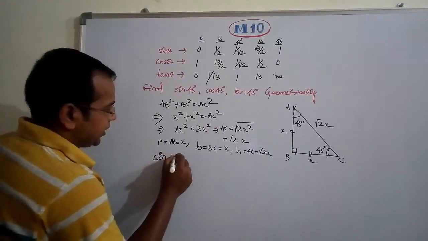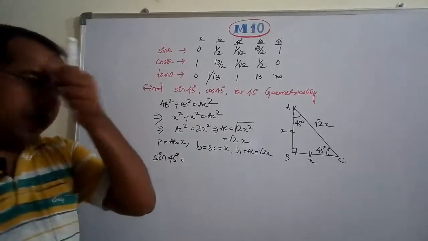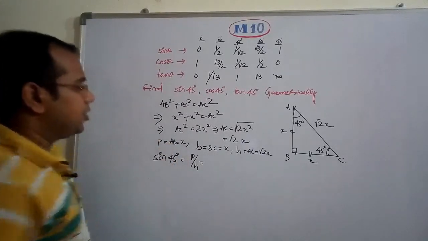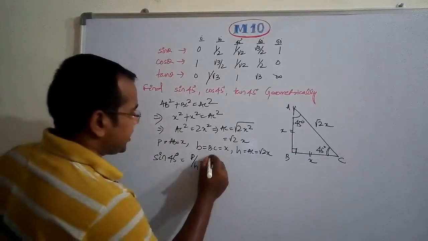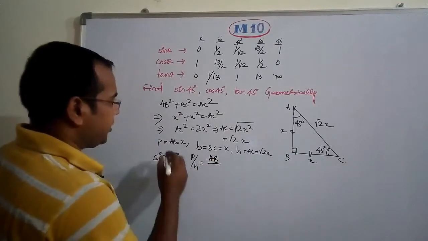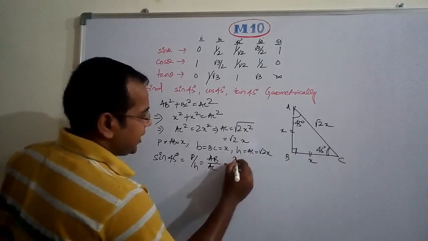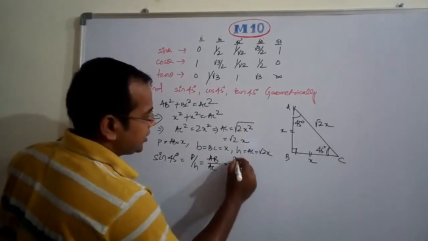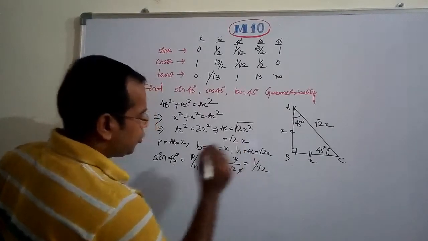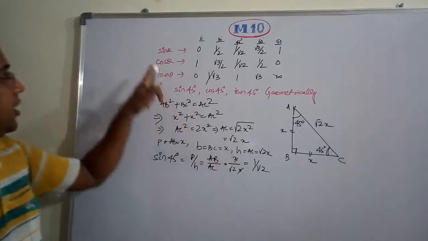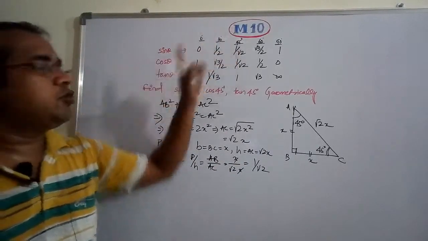Sin 45 degrees. As you know, sin theta equals P by H. Now put the value P divided by H. So P here is AB divided by H, which is AC, x divided by root 2 x, that is what we are getting, 1 by root 2. So sin 45 here is 1 by root 2.